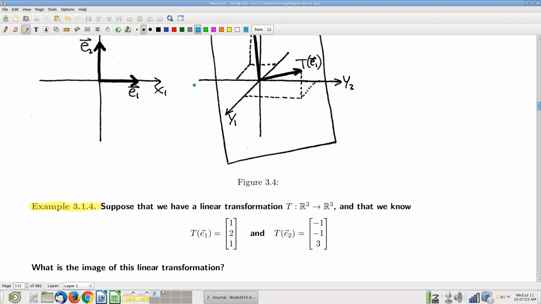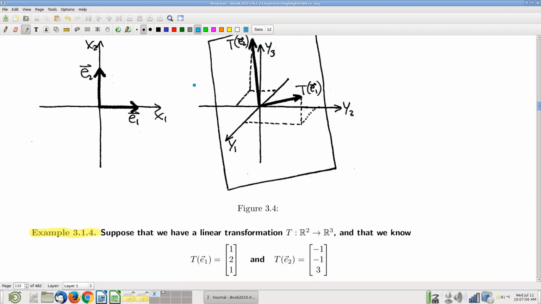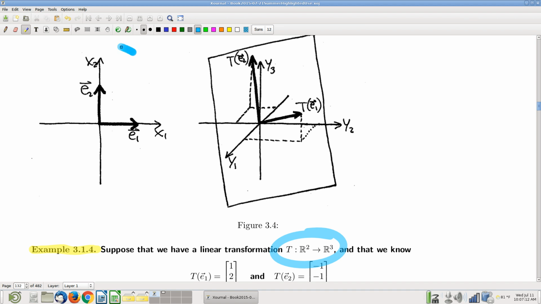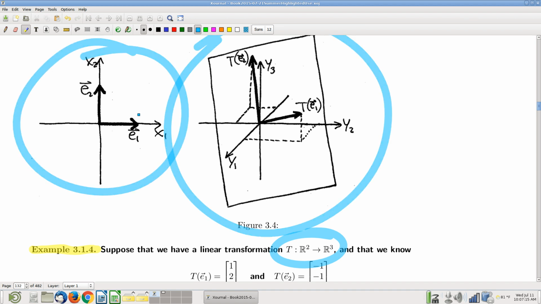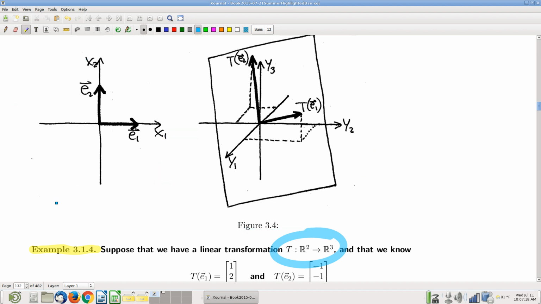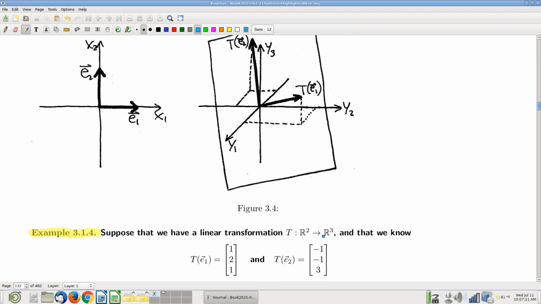Okay, some examples. Here's a linear transformation. So this is from R2 to R3. Now notice I've drawn here my domain is R2, my target is R3. And I'm not going to tell you the formula for this function, but I'm going to tell you what T of E1 is. I'm going to tell you what T of E2 is. E1 has this image, (1, 2, 1). And E2 has this image, (-1, -1, 3).